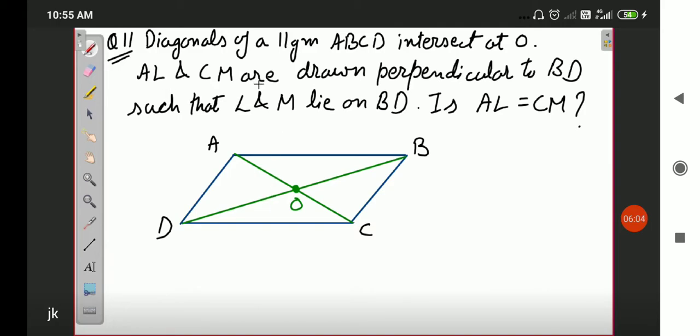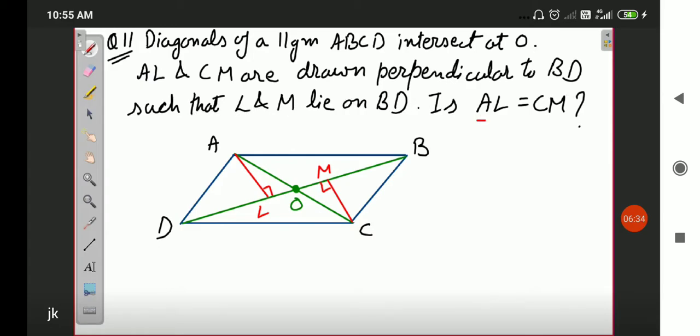AL and CM are drawn perpendicular to BD. I have to draw AL perpendicular to BD. So this is AL, this is CM, and both of these lines are perpendicular to BD. That means this angle is 90 degrees as well as this angle is 90 degrees.